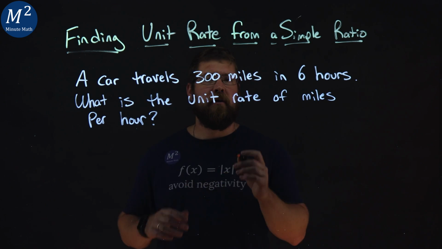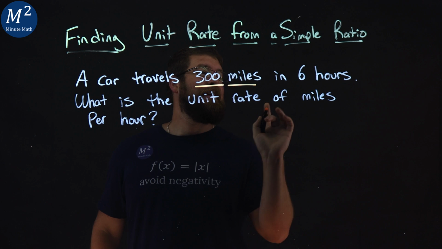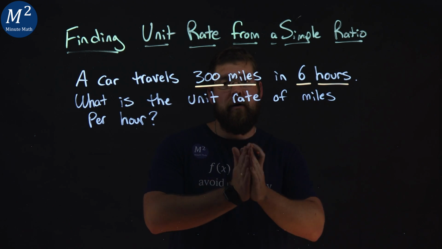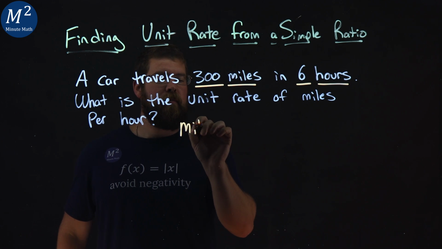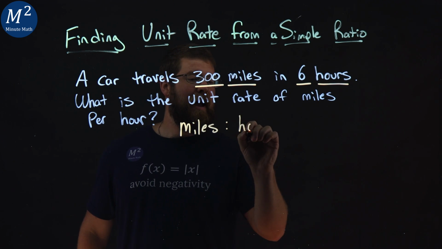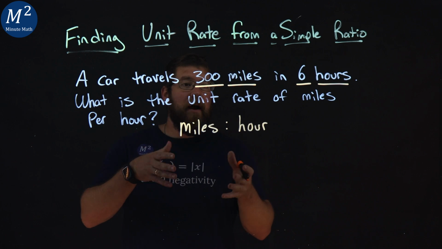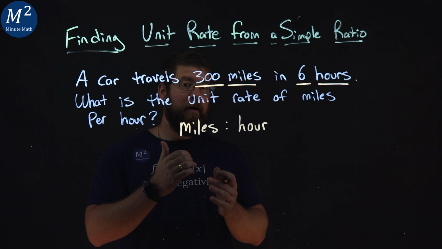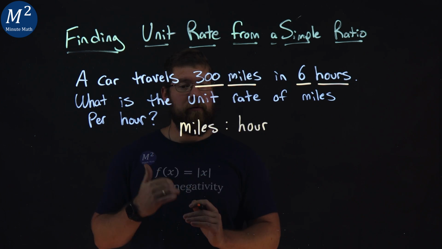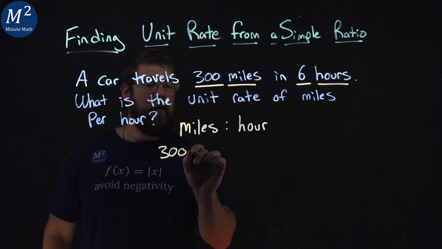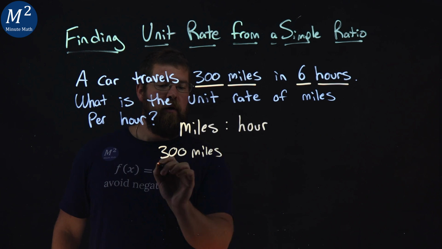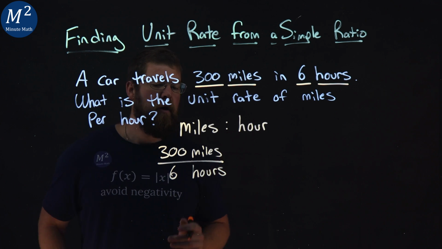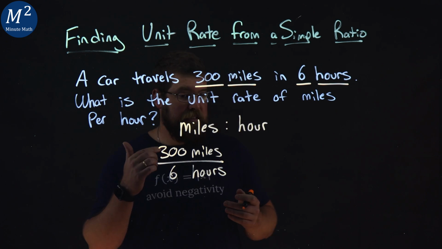Let's get the key information here. The car is traveling 300 miles in 6 hours. So we have a ratio of miles per hour. We want to find the unit rate of miles per hour that the car is traveling. We can also write this ratio as miles over hours, or 300 miles per 6 hours. So we have 300 miles per 6 hours.